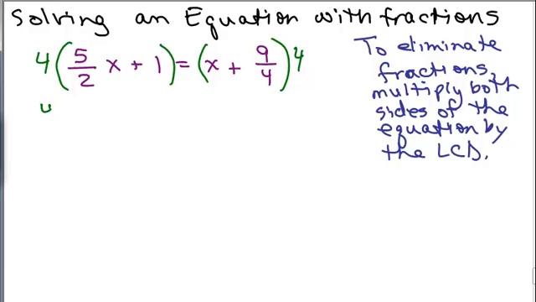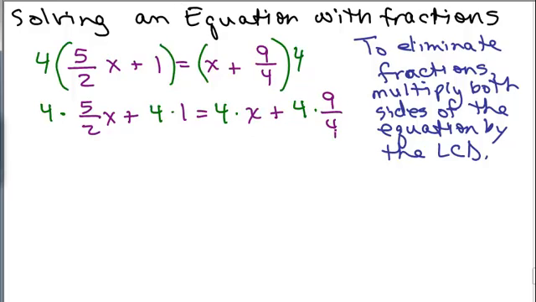Okay, so we have 4 times the 5 halves x plus 4 times the 1, 4 times that x. So you have to remember the right side too. Don't forget the right side. And 4 times 9/4. And then this is the fun part. We cancel, so we get an equation without fractions.